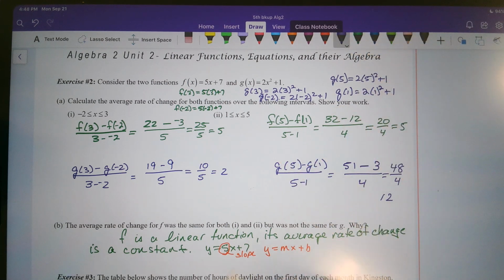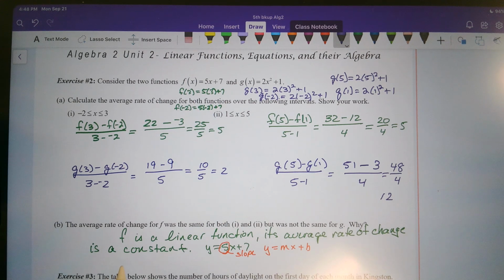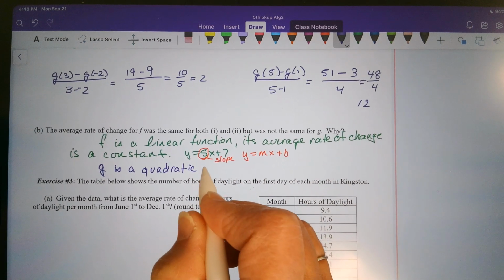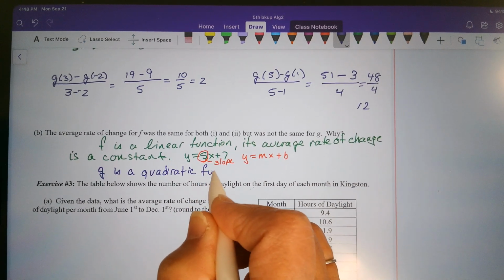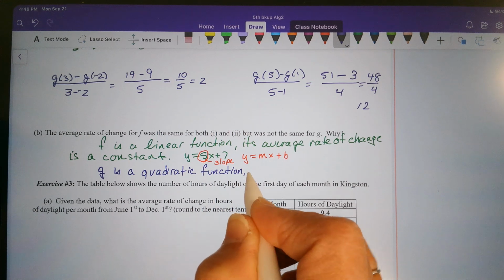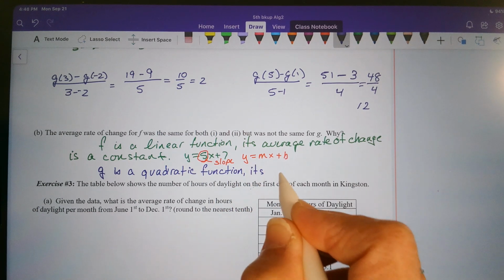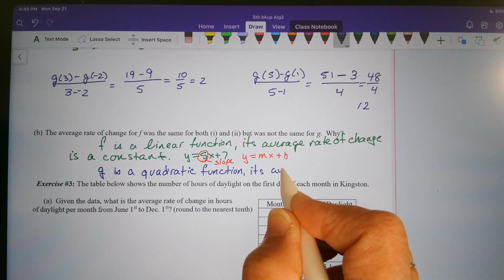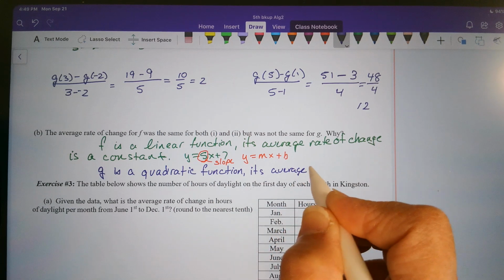Whereas function g, what type of function is g? G is a quadratic function. Its average rate of change is not a constant.